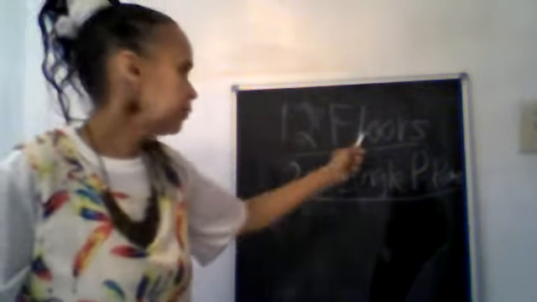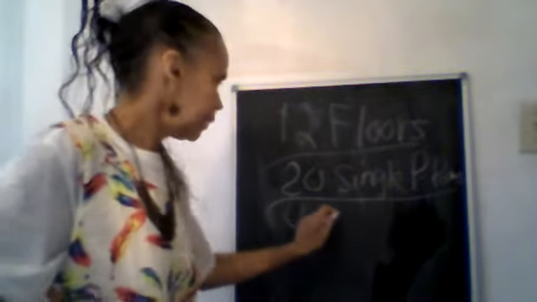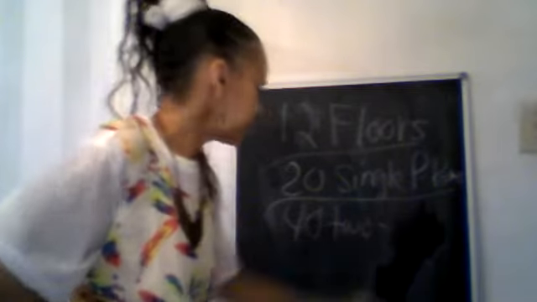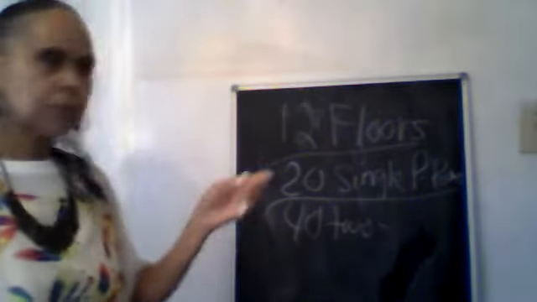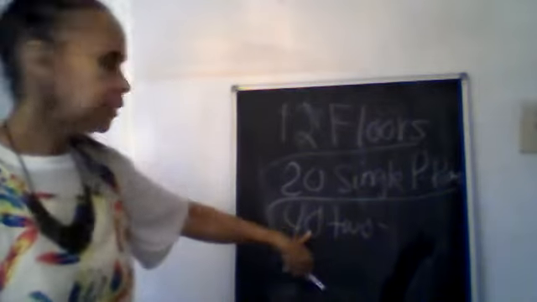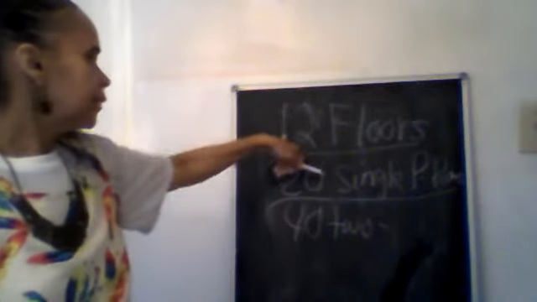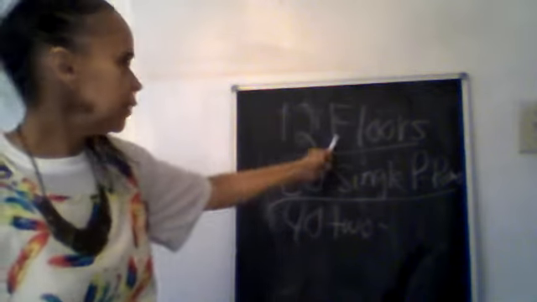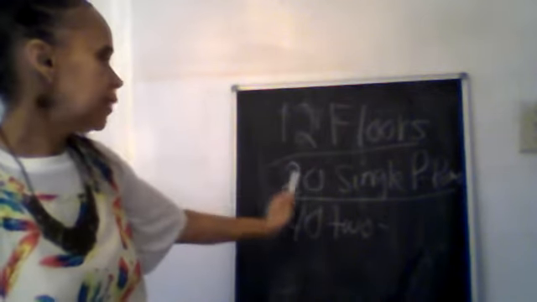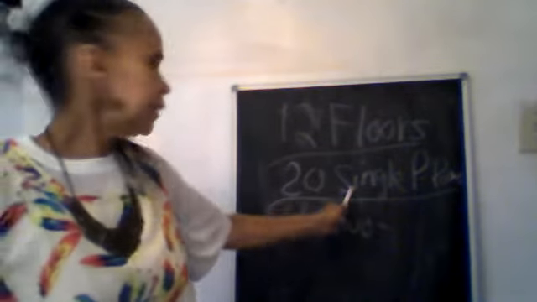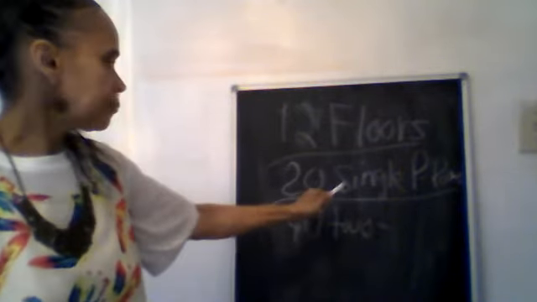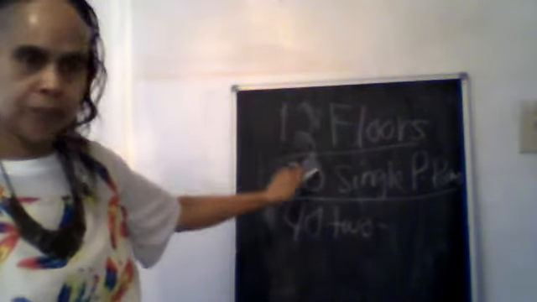Because if you have 12 floors, oh, okay, no, you've got to go through all the floors. In other words, you got 12 floors, you got 20 single-person rooms, and then you have two-person rooms. What is the total guest capacity of the whole hotel? Okay, of the whole hotel. Well, I guess I would take 20 and multiply by 12, because you got 12 floors, and you got 20 single-person rooms on 12 floors.